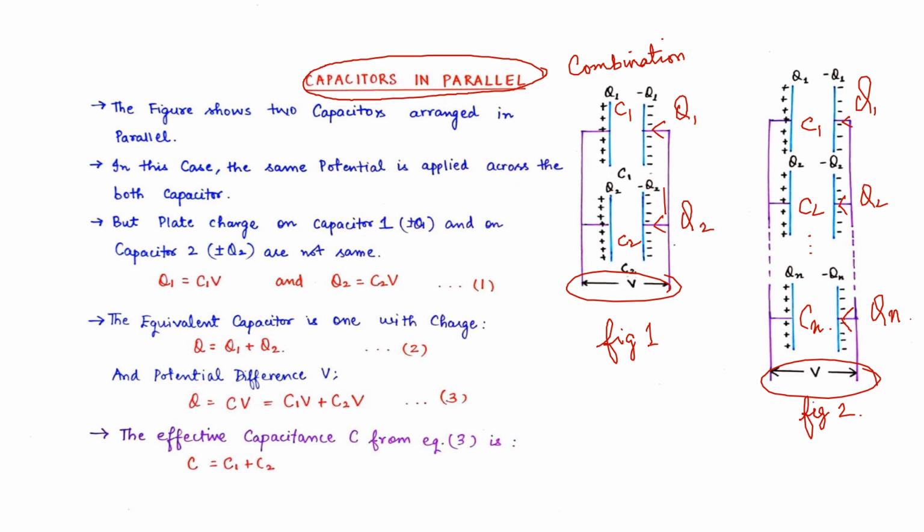Now the figure shows two capacitors arranged in parallel. In each case the same potential is applied across both capacitors. This is very much important. In series combination Q is same, in parallel combination potential is same. So you have to relate it like SQPV.